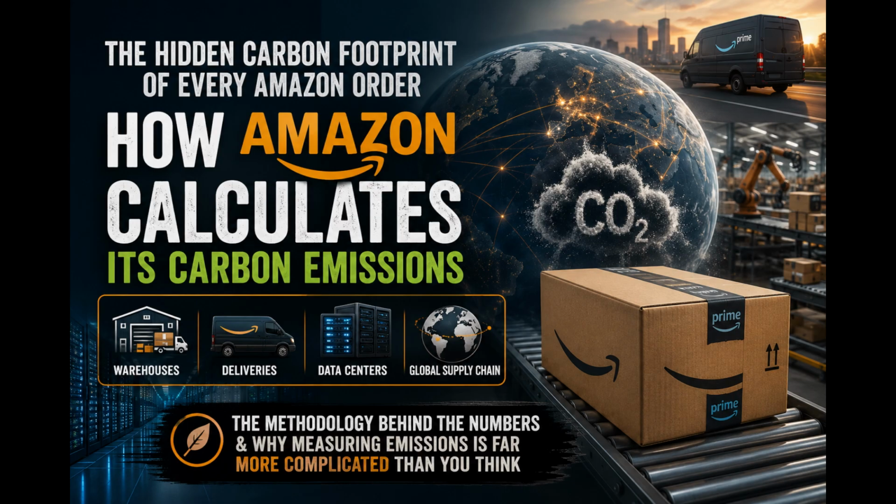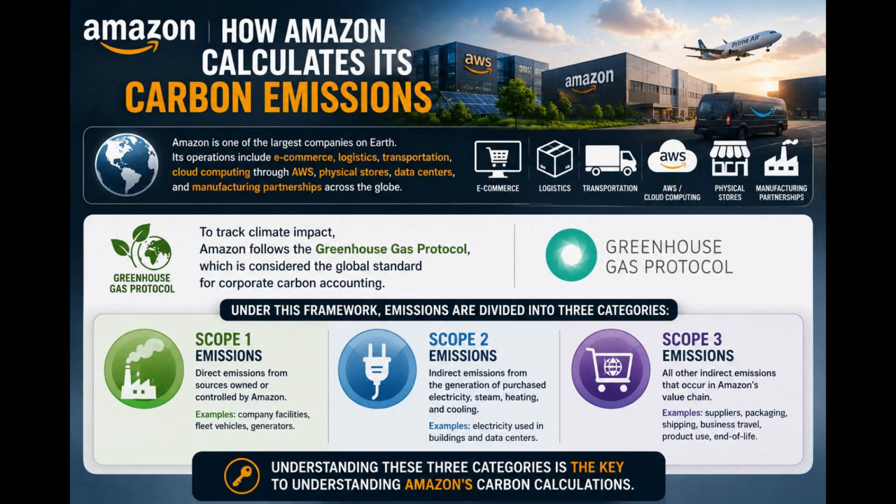Today, we are breaking down exactly how Amazon calculates its carbon emissions, the methodology behind the numbers, and why measuring emissions is far more complicated than most people think. Amazon is one of the largest companies on earth. Its operations include e-commerce, logistics, transportation, cloud computing through AWS, physical stores, data centers, and manufacturing partnerships across the globe.